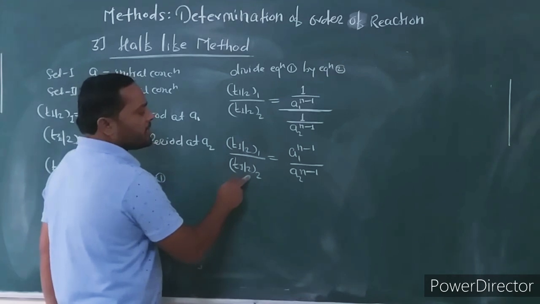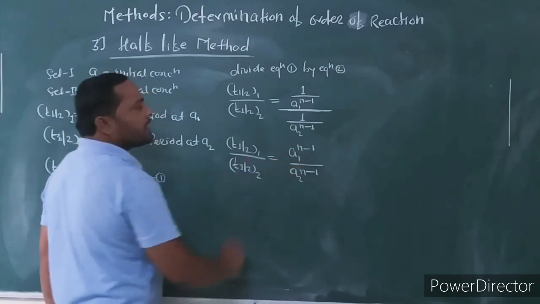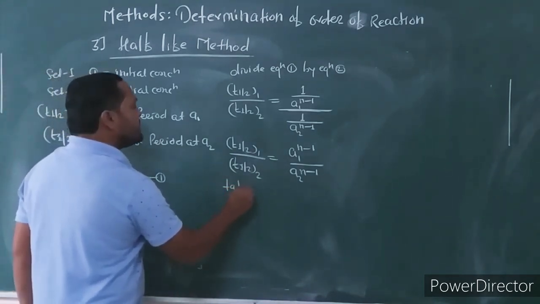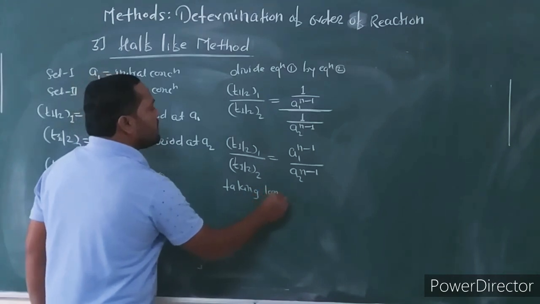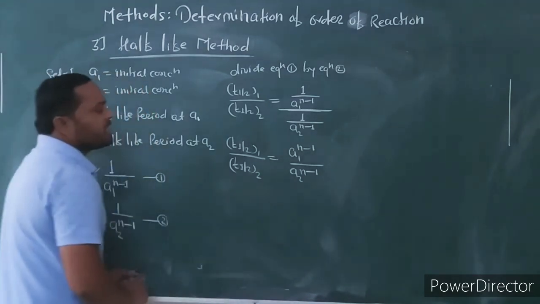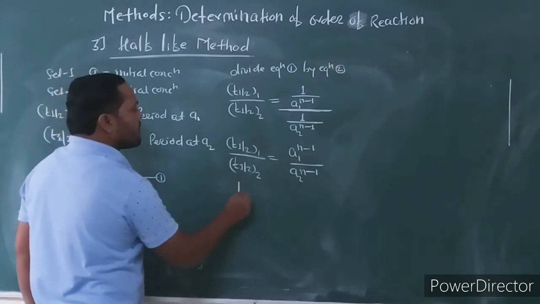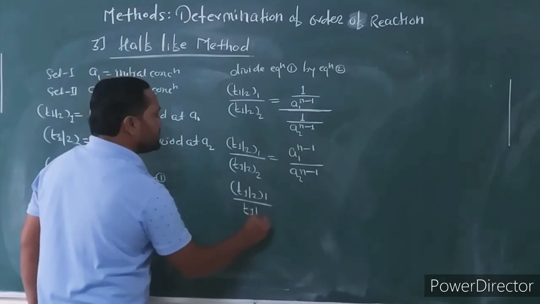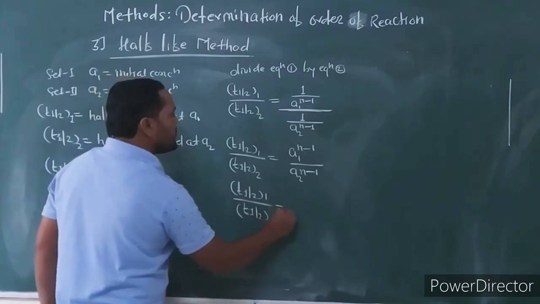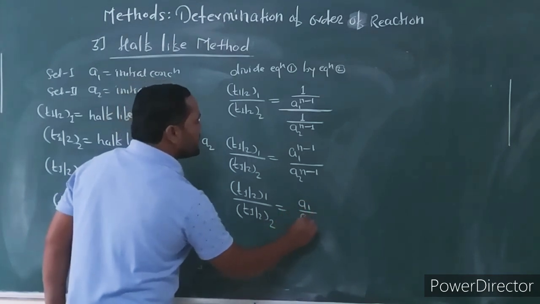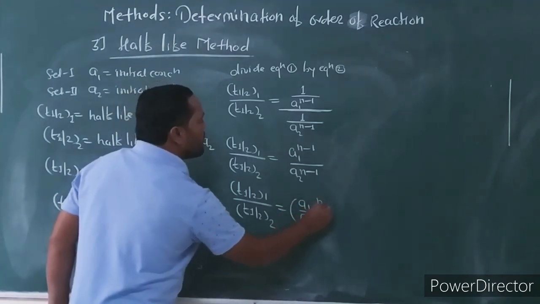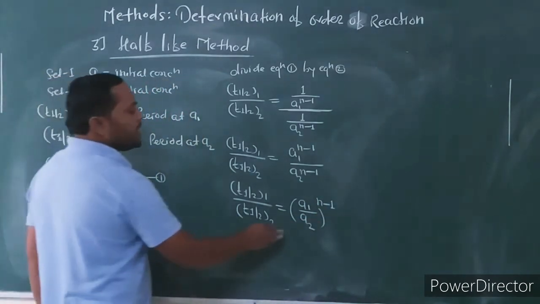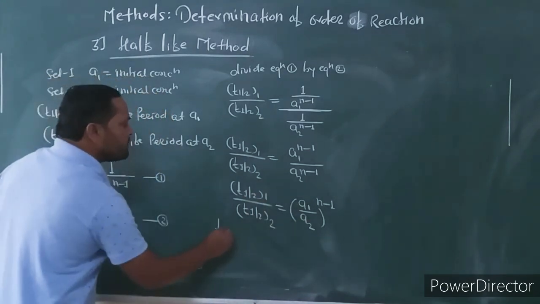T half 1 divided by T half 2 is equal to A1 to the power n minus 1 divided by A2 to the power n minus 1. Then, taking in general form, we can write this again: T half 1 divided by T half 2 is equal to (A1 divided by A2) raised to n minus 1.